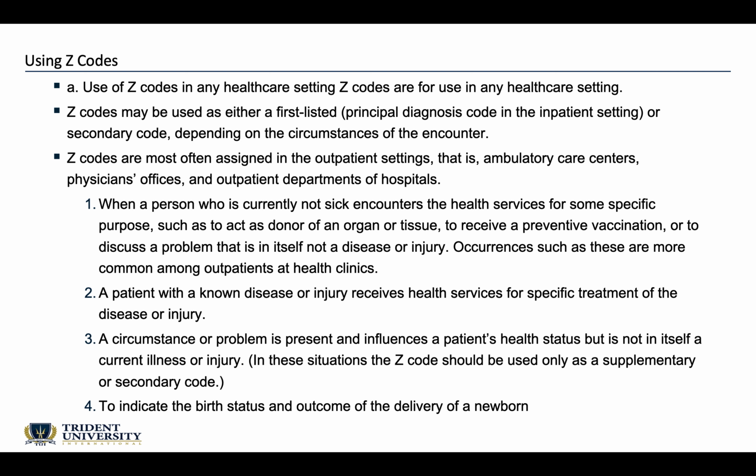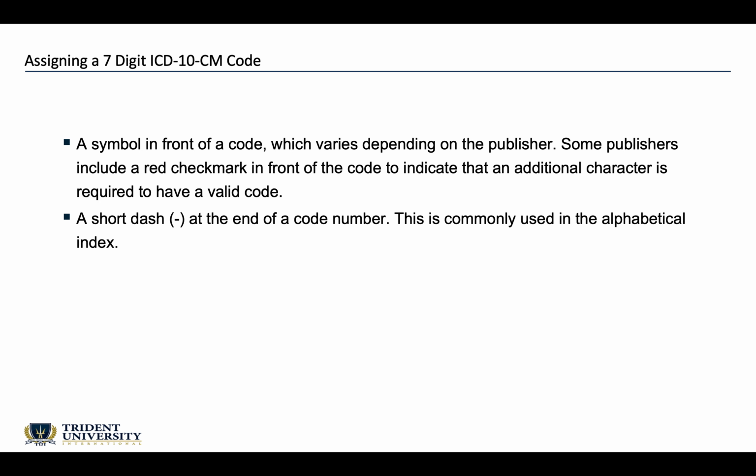Number 2, a patient with a known disease or injury receives health services for specific treatment of the disease or injury. Number 3, a circumstance or problem is present and influences a patient's health status, but is not in itself a current injury or illness, or to indicate the birth status and outcome of the delivery of a newborn. There's also observation codes, so keep that in mind when you do your homework.